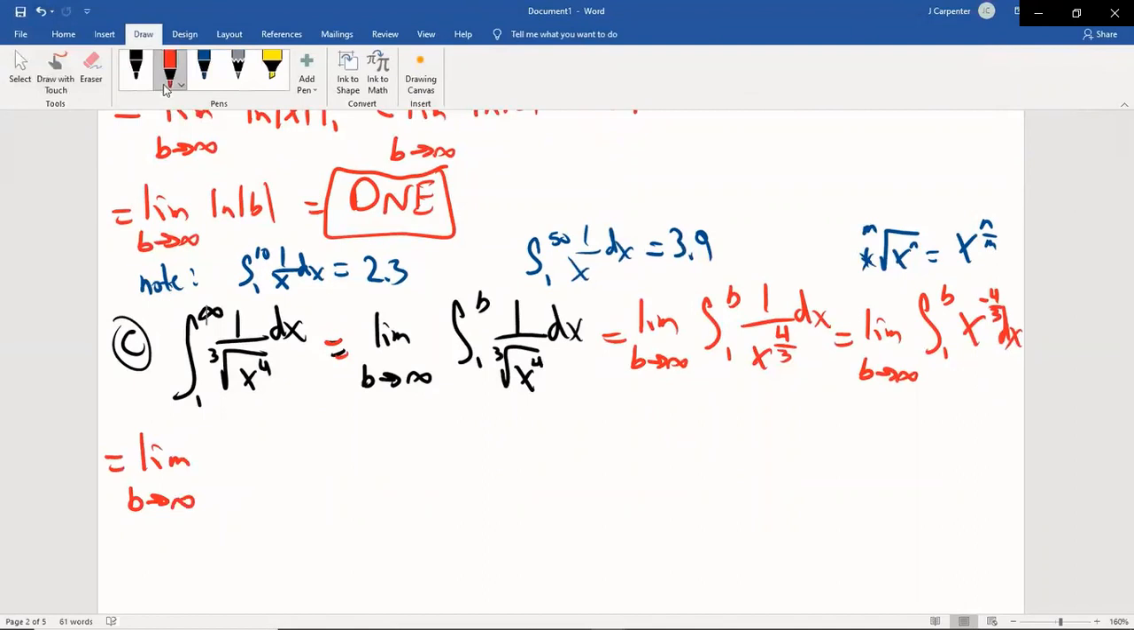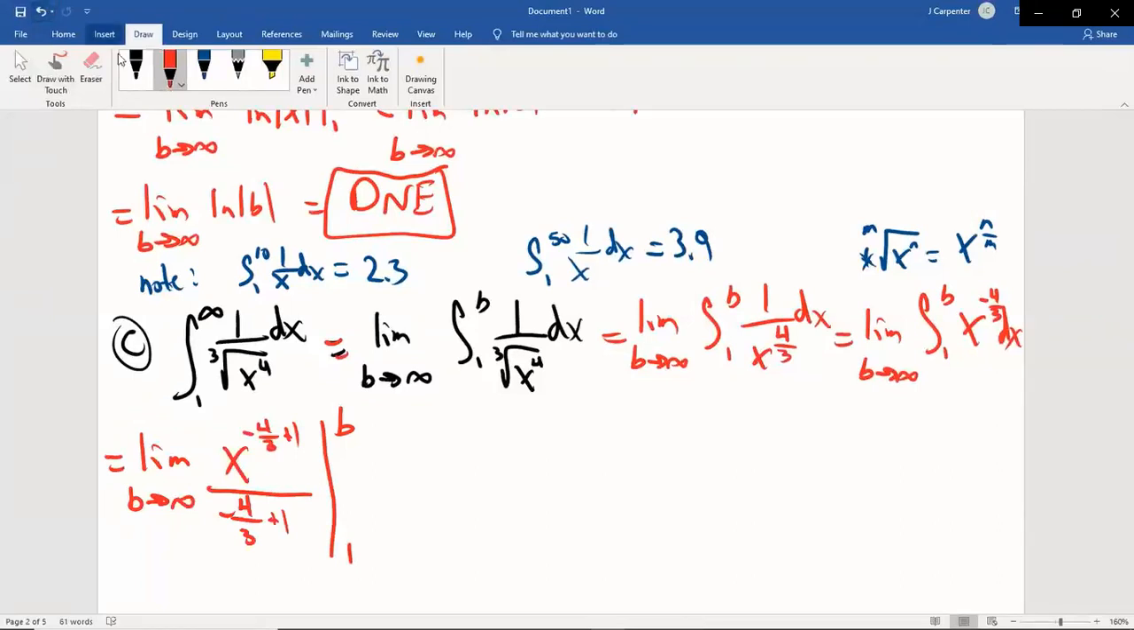No more integral symbol because I'm actually going to integrate. Add 1 to that, so that'll be x to the negative 4/3 plus 1 divided by literally the same math, negative 4/3 plus 1. I don't need a plus c because we're doing an area. But I got to show the evaluation between the lower limit of 1 and the upper limit of b, which is eventually infinity.